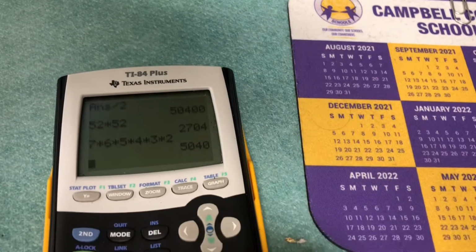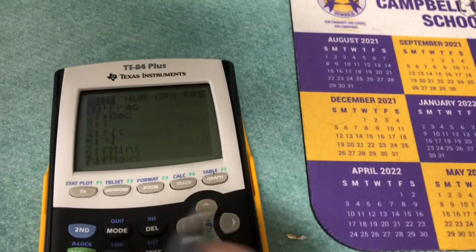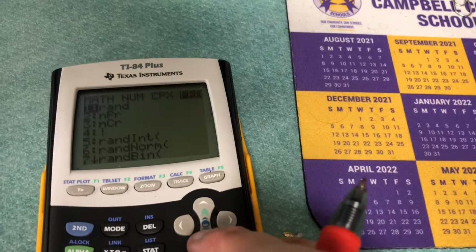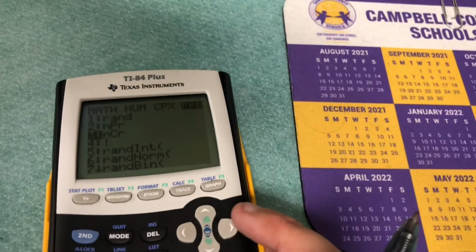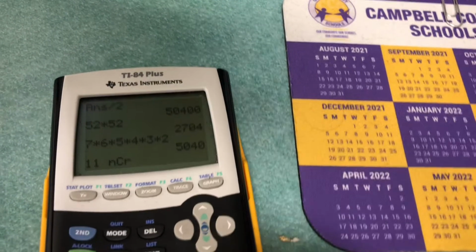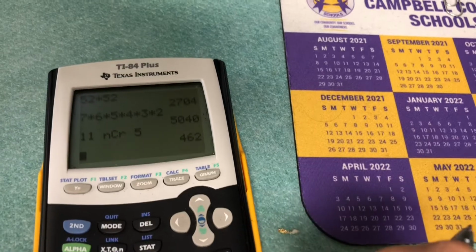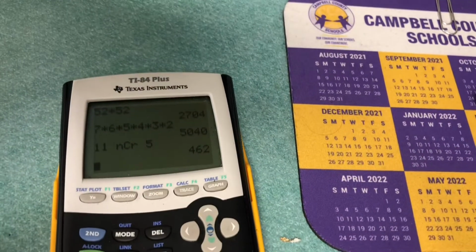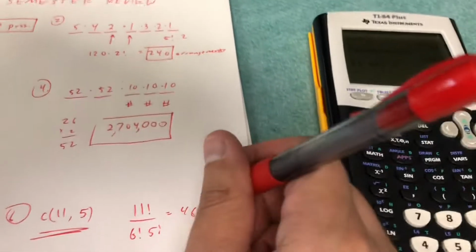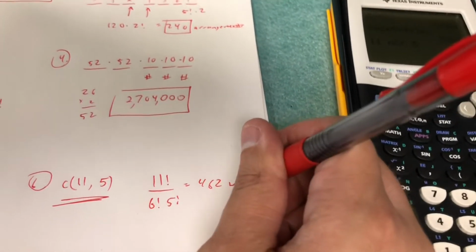Now, I forgot to put my 11 in. So it's 11, then we go to the math button, then probability, and we want the combination here. It's going to be 11 choose 5. And it's going to end up being 462 different ways that they can pick that lineup.